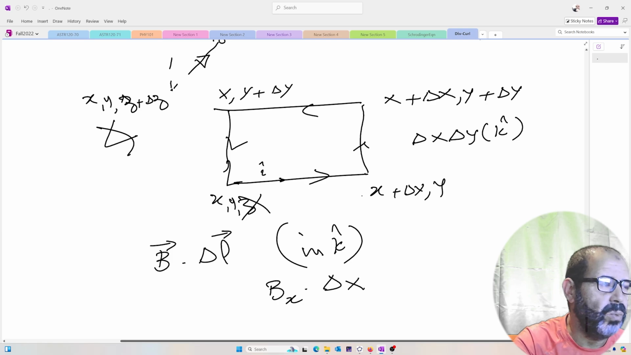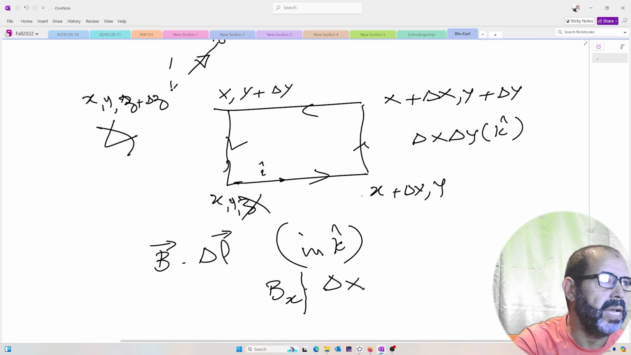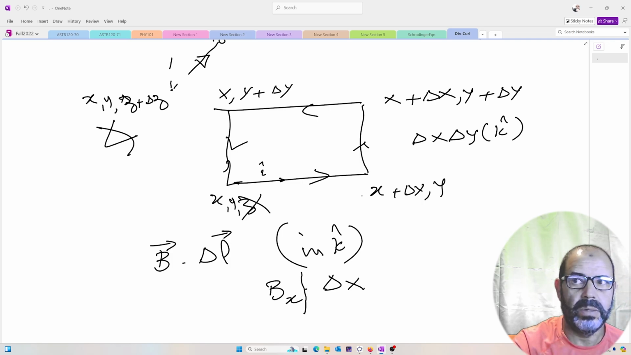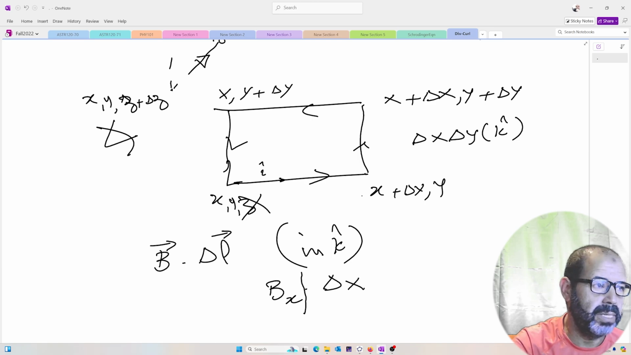And this is evaluated where the focus really is on y, because x shifts from x to x, so it doesn't change. The x plus delta x shifts, but the y changes when I'm going from here to here. So there is a difference here, okay? So I'm going to leave it as bx times delta x, that's the path on this side, the x component.